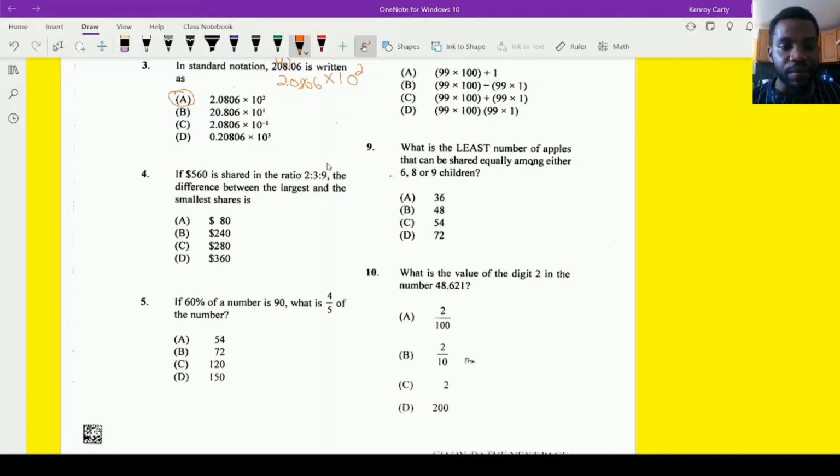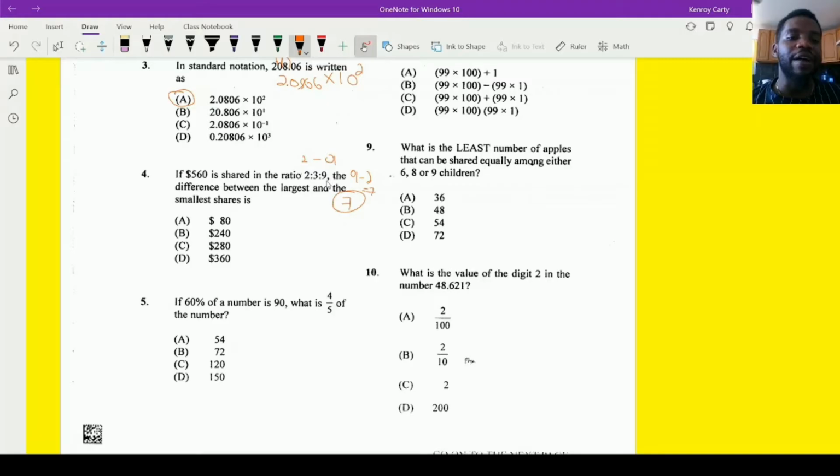If you look at the ratio, 9 represents the largest share. The smallest share is actually 2. The difference between the largest share and the smallest share in the ratio is 5. Well, 9 minus 2 is 7, sorry, 7. And that's what we get from 9 minus 2.